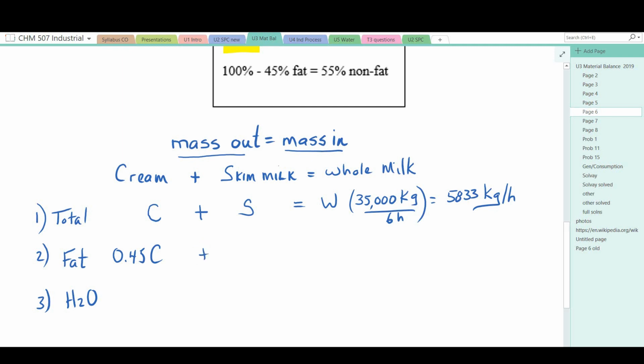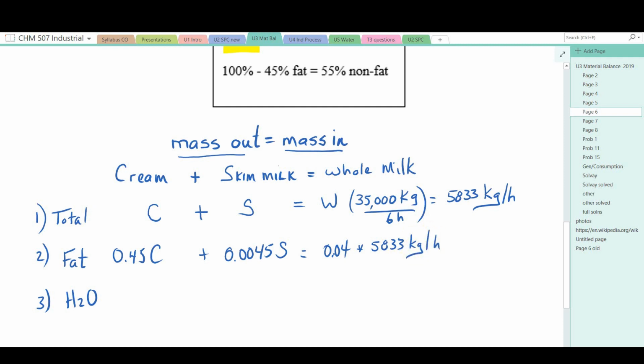The fat in the skim milk, I don't know what the flow rate is, but I know it's 0.45% of the flow rate of the skim milk. So write these as decimals. 0.45% is 0.0045 as a decimal times the flow rate of skim milk. And that'll equal the total amount of fat. And we're told that in the whole milk it's 4%, so I can write that as a fraction. 0.04 is 4% times 5833 kilograms per hour. You follow me here?